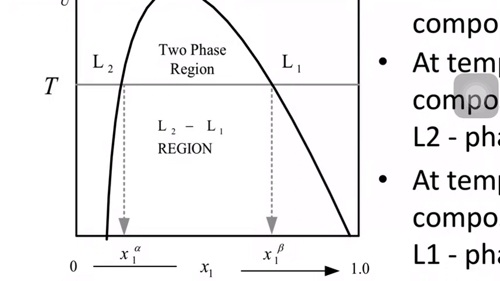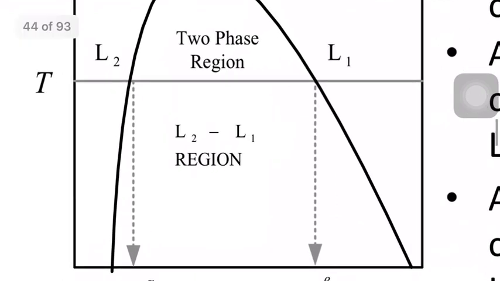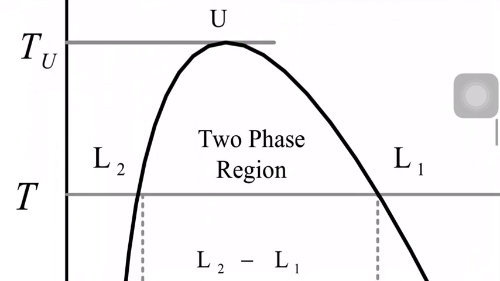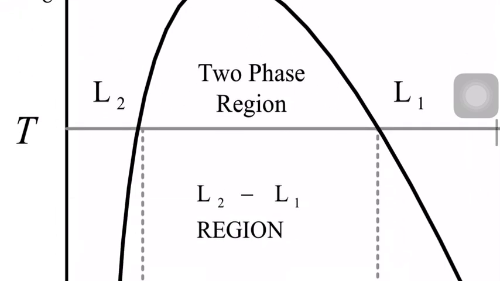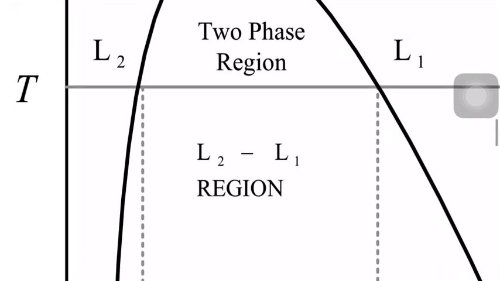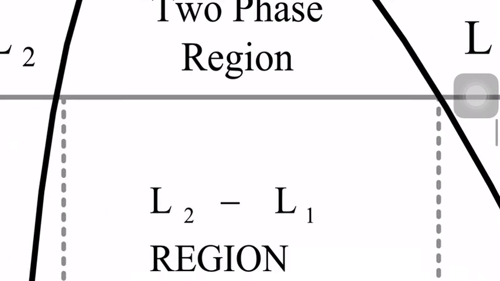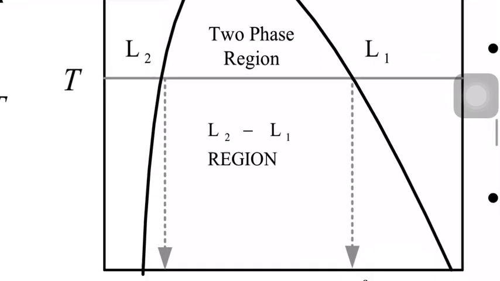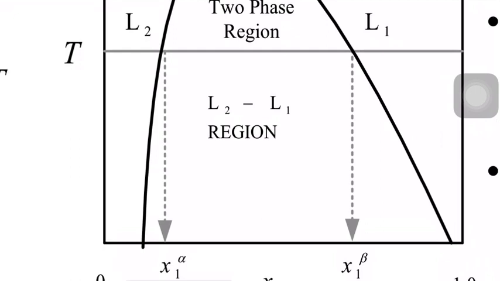Remember, this is about liquid-liquid equilibrium, not vapor-liquid equilibrium. Here we have two phases: alpha, the component 2 rich phase, and beta, the component 1 rich phase. Of course, x1 in the alpha phase can be found from the intercept at any temperature on this equilibrium line, and x1 in the beta phase by this dotted line.